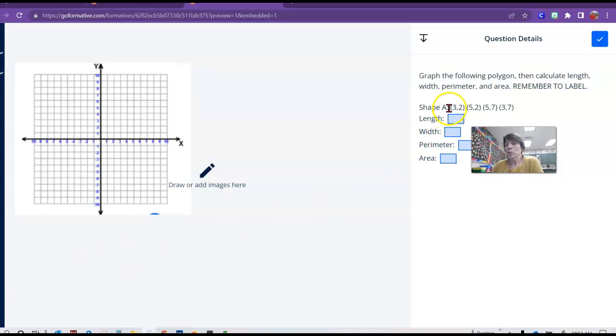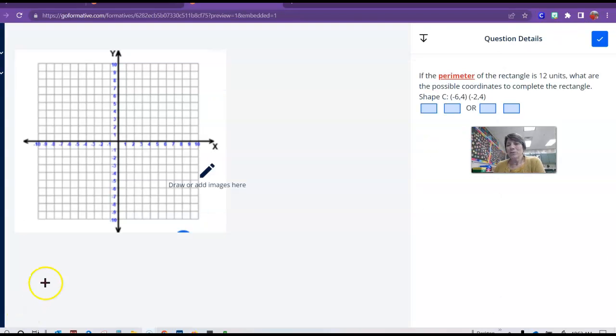Now here's a situation where we are graphing a polygon. So we'll graph all 4 of these points and it'll make a rectangle. And then we'll count the spaces to get the length and count the spaces to get the width. And it doesn't really matter which you call length or width. They're interchangeable. And then we'll add all 4 sides together to get the perimeter and multiply length times width to get the area.